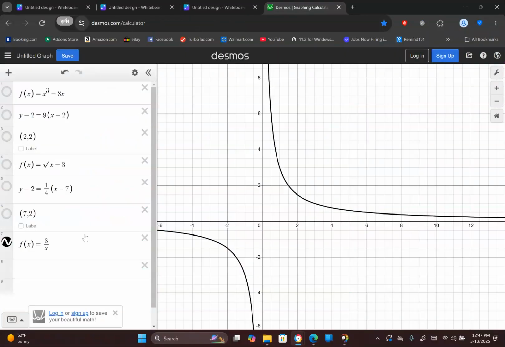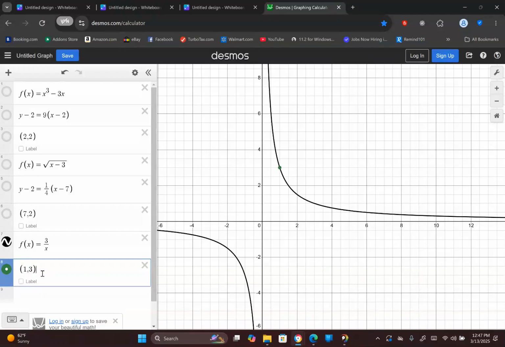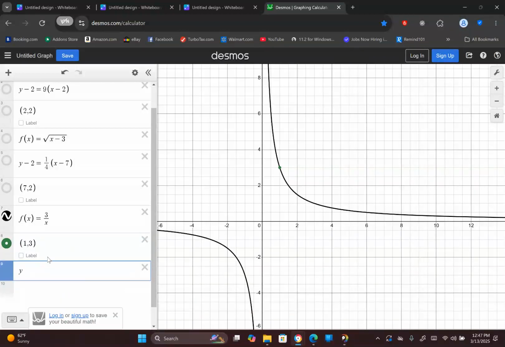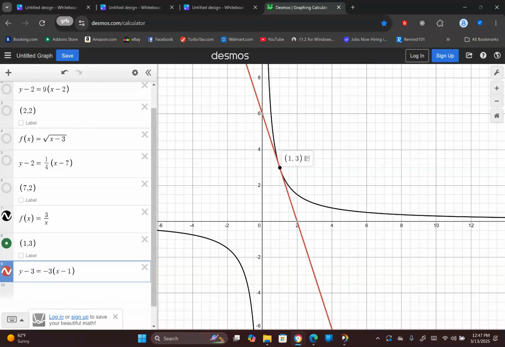So if I go back to Desmos and I look at this graph, I'm going to do the coordinate first here. If I plug in 1, 3, there's the coordinate I was talking about. And here's the thing. If I type in the tangent line y minus 3 equals, I found my slope to be negative 3, and that's going to be multiplied by x minus 1, well, what do you know? That's a tangent line.